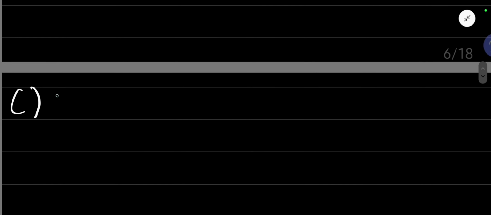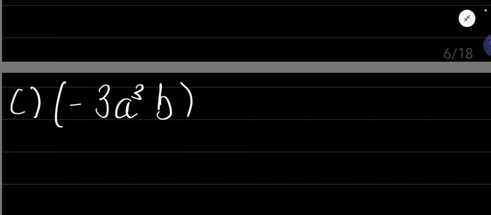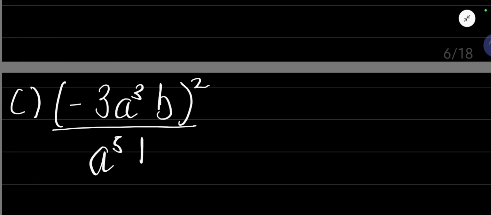So on C we have minus 3a cube b, all of them squared, divided by a exponent 5 b cube. Okay guys, let's see how we're going to deal with this one.